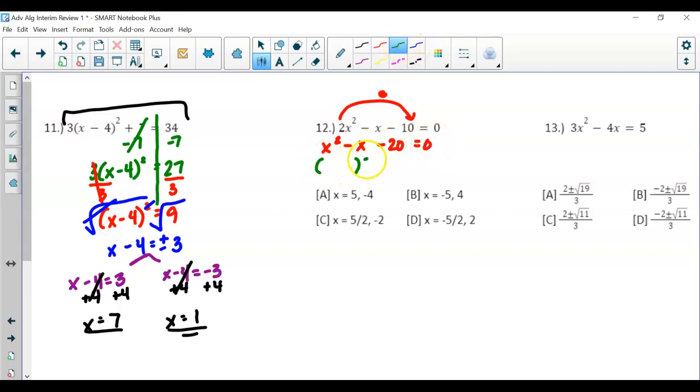Now let's start our factoring. We're thinking of factors of 20, but negative 20. So because we're multiplying to get a negative, then the signs must be different. So factors to get to negative 20, and they're going to add to get negative 1: 5 and 4, but negative 5 and positive 4. But are we done? Do we change the signs and say our answer is A?